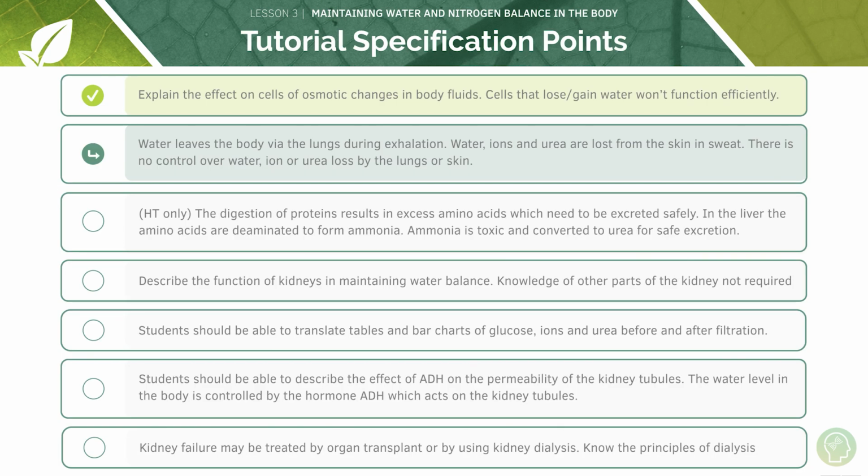Now, how can we excrete water from our body? Well, we do this via three main ways. So via the lungs during exhalation, we also lose water in sweat, and also in urine.